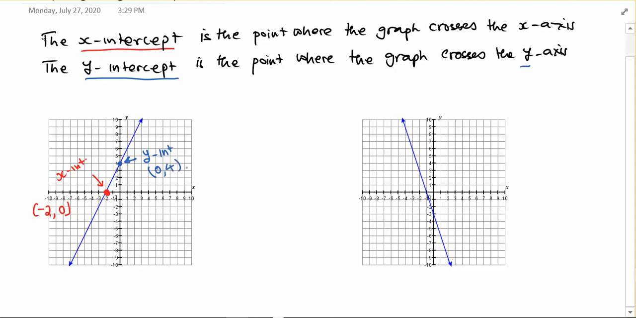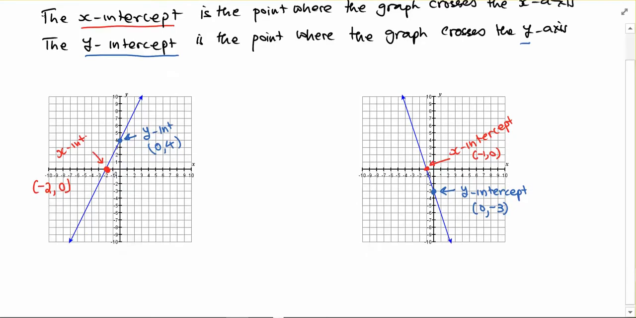Let's go over to the second picture and find the x-intercept. The x-intercept I see crossing the x-axis right here. That would be the point, let's see, -1 on the x, and it doesn't go up and down, so that's 0 on the y. And the y-intercept right there, well, it doesn't go left or right from the x direction, so that's 0, but it does go down 3, so that's -3.